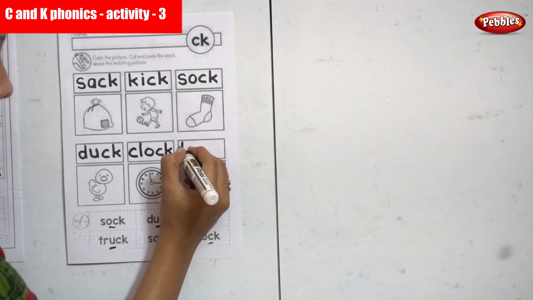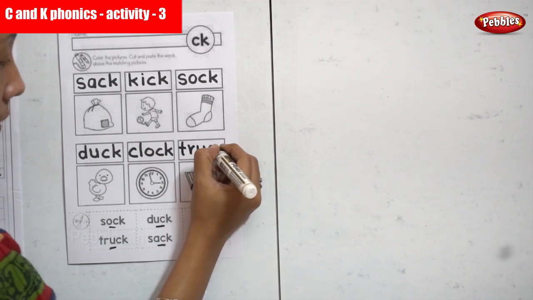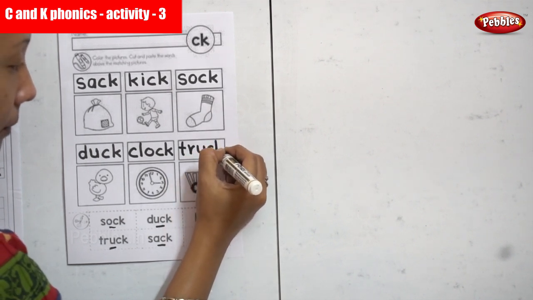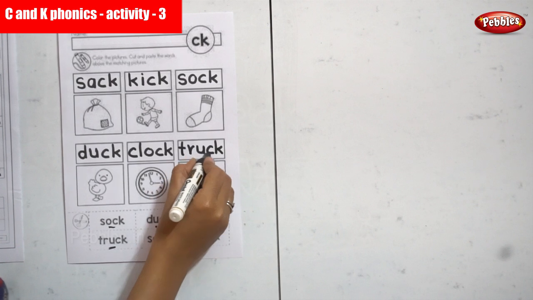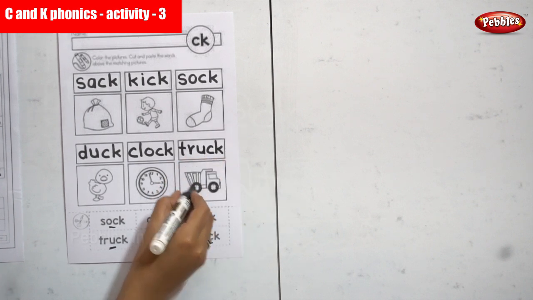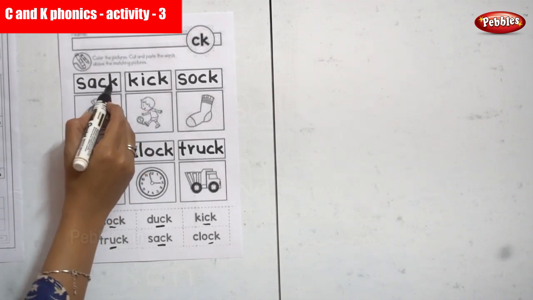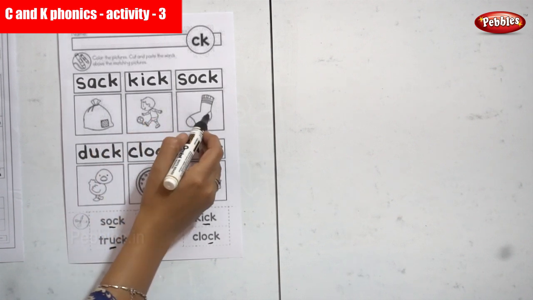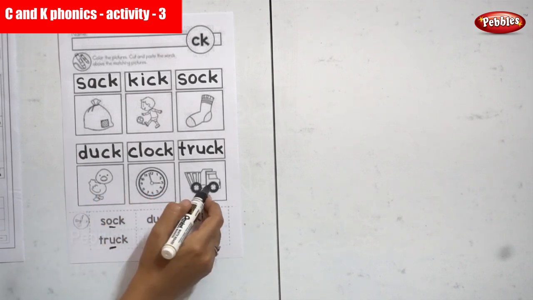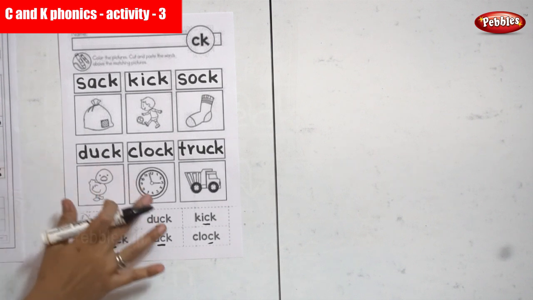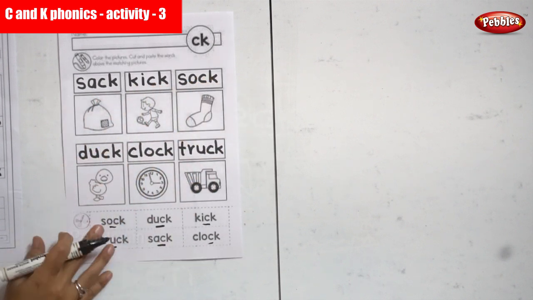Again, T, R, U, C, K. It's truck. T R U C K, truck. So your first word is sack. Kick, C and K are together, kick. Socks, duck, clock and truck. So these are your activities that you've done. Yes, and you notice that C and K are close in all these words.